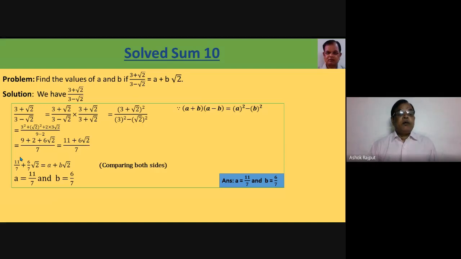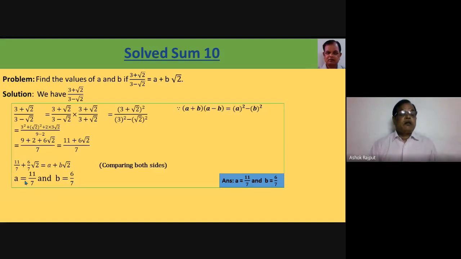So we will compare as it is given in the question equal to a plus b root 2. So 11 by 7 plus 6 by 7 root 2 equal to a plus b root 2. If we compare both sides, then we are getting here at the place of a, it is 11 by 7. At the place of b, it is 6 by 7. So these are the values of a and b.